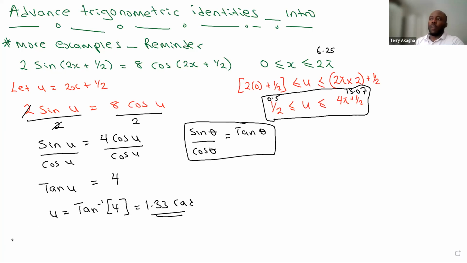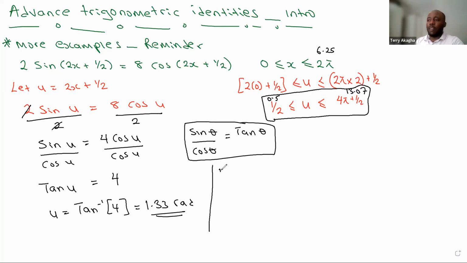And that is u. Now, the range for u is between 0.5 and 13.07. And remember, for tan theta, if you're solving tan theta, you have to keep on adding pi to the values. Is that making sense?